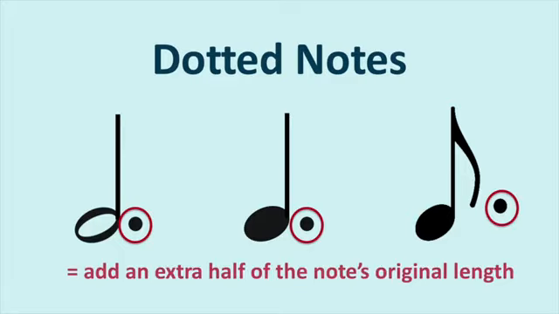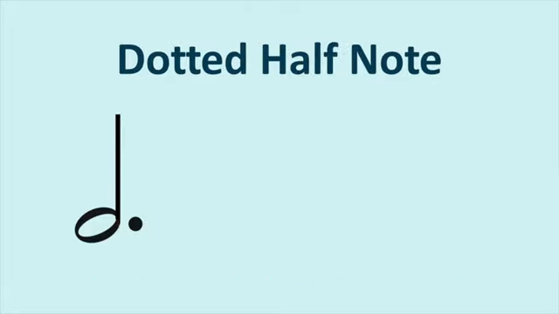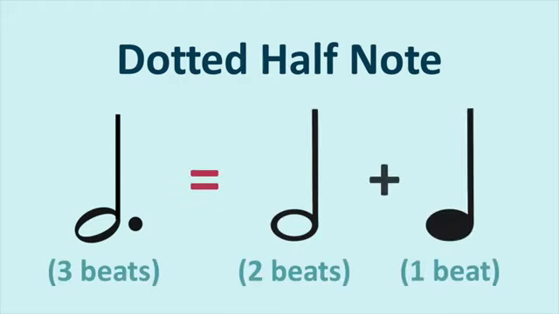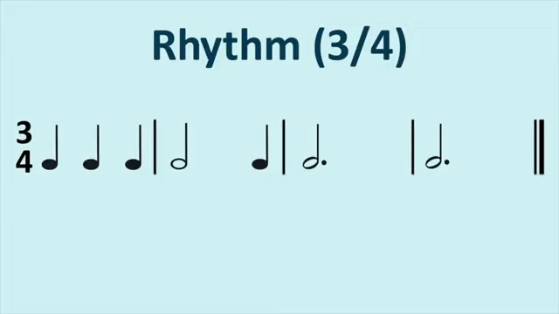For example, in this dotted half note, the duration is 3 beats. The half note itself lasts for 2 beats, and the dot adds half of the value of the note, and half of 2 is 1, so the dot adds 1 beat. 2 plus 1 equals 3 beats. In the following measures, the rhythm is 1, 2, 3, 1, 2, 3.